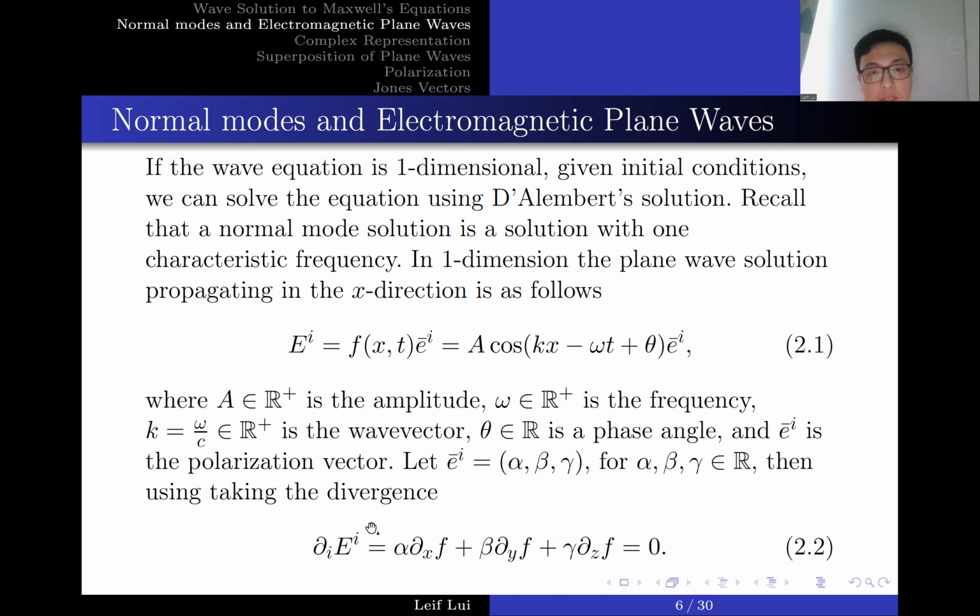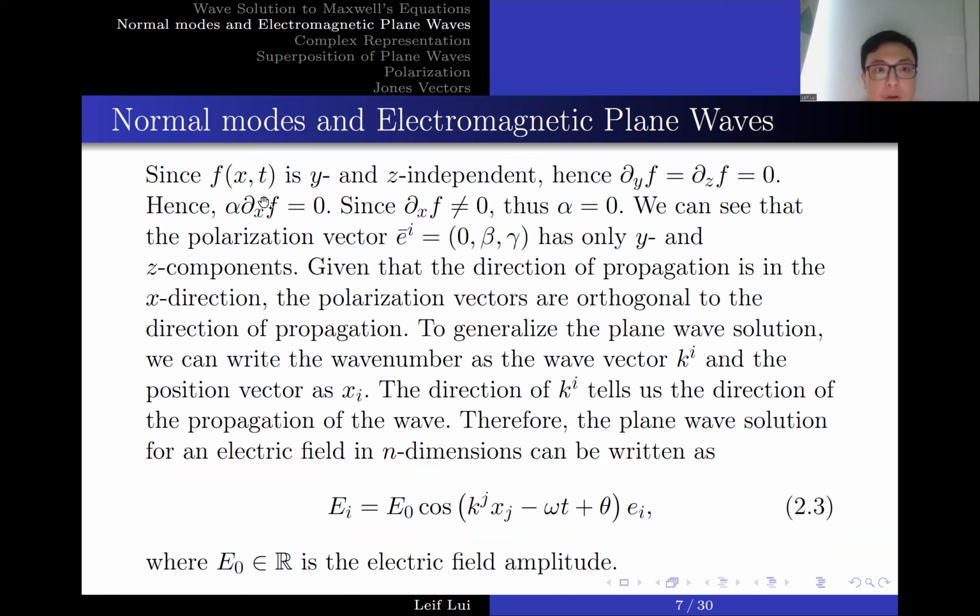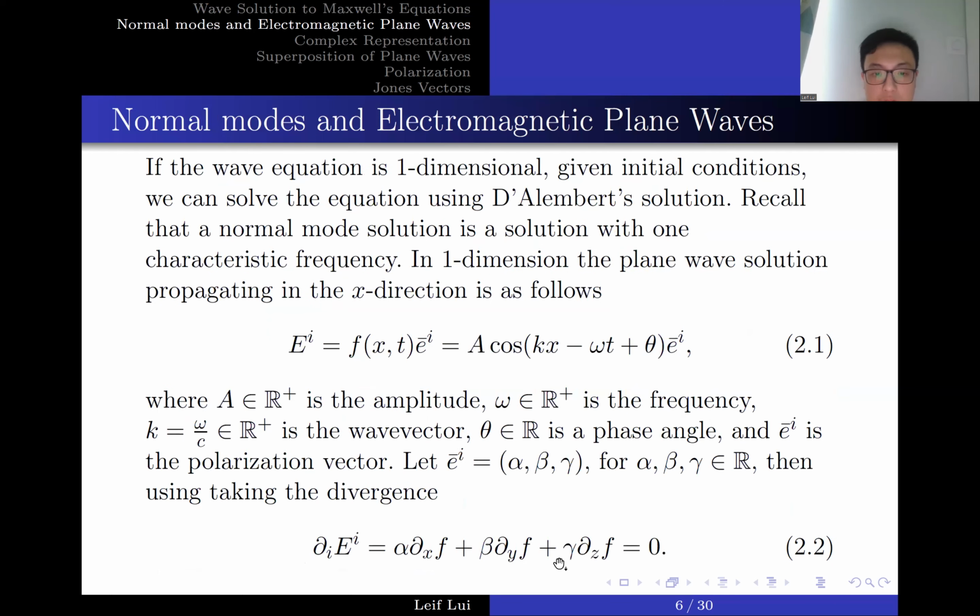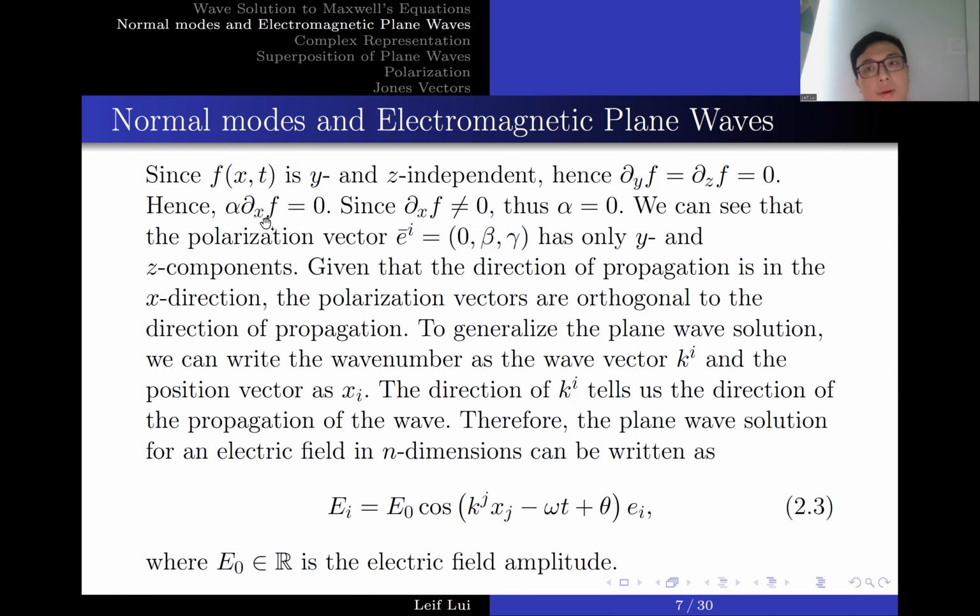Then, using Gauss's law, we can take the divergence. Remember, Gauss's law has a rho term, but the rho term is zero because we're considering free space. So we get this equation, right? But note that f of x, t is y and z independent. So this means that partial y of f and partial z of f are zero. So we're left with this equation because these two terms are zero. But partial x is obviously not zero. So this implies that alpha must be zero. So we can see that the polarization factor only has y and z components, namely beta and gamma.